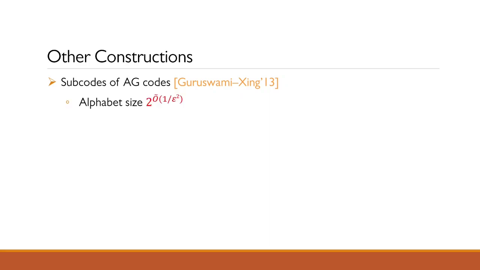And the alphabet size of their code is exponential in tilde O(1/epsilon^2), which depends only on epsilon. However, the list size that they obtain is triply exponential in log star of n, which grows very slowly. Still, it depends on the block length n of the code.